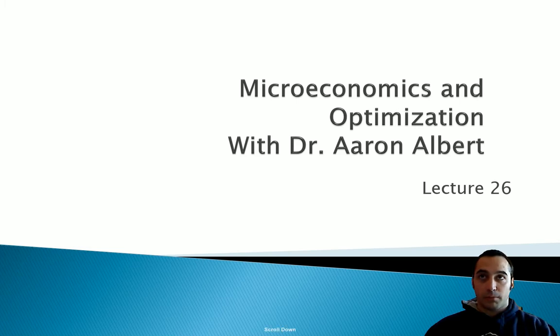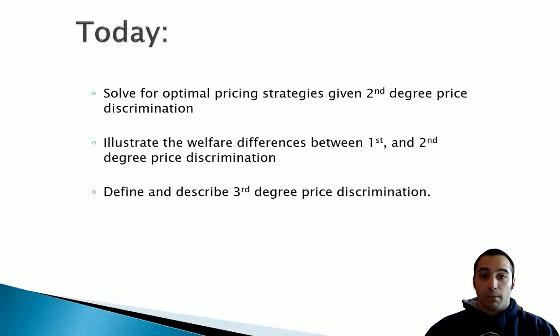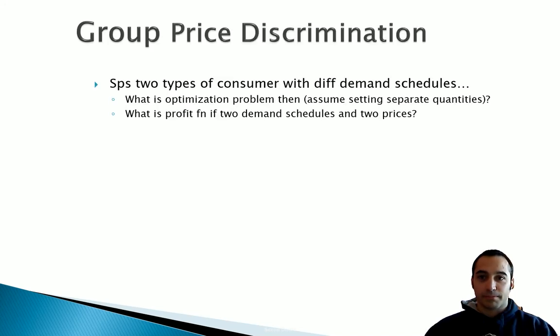Let's learn some economics. So today we're going to talk about price discrimination. We're going to solve for the optimal pricing strategy given second degree price discrimination. And we'll talk about third degree price discrimination. We're going to leave that one as a stone unturned.